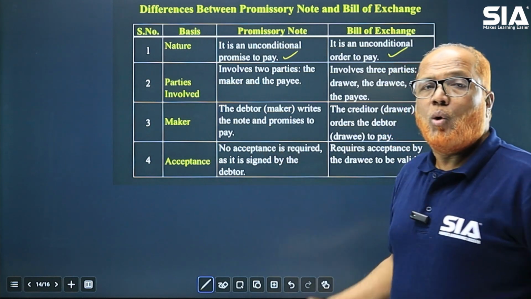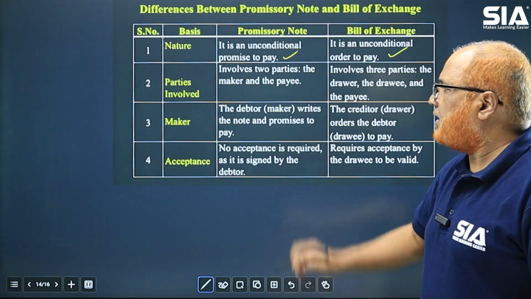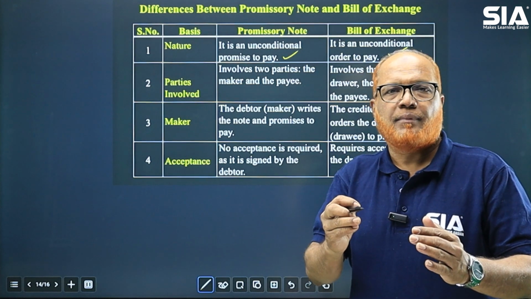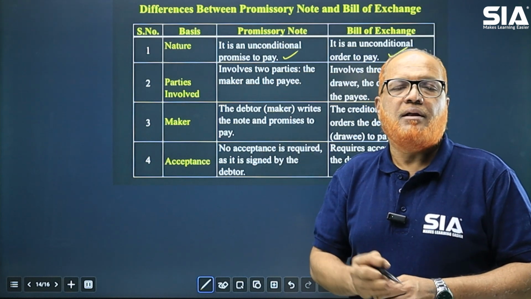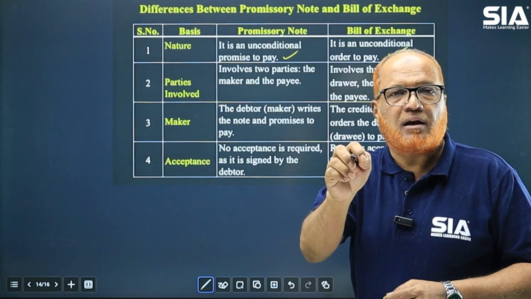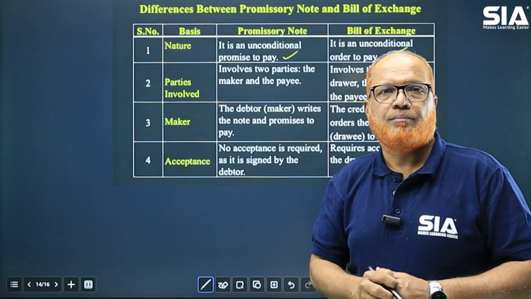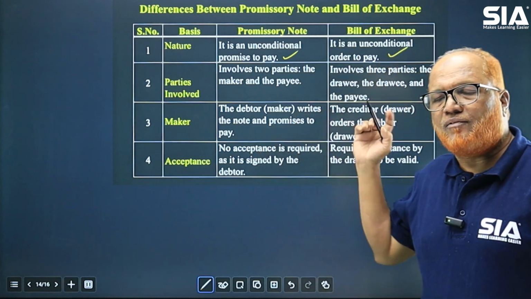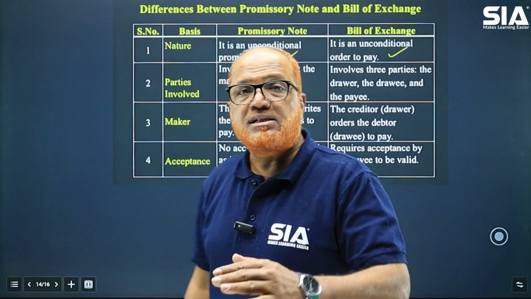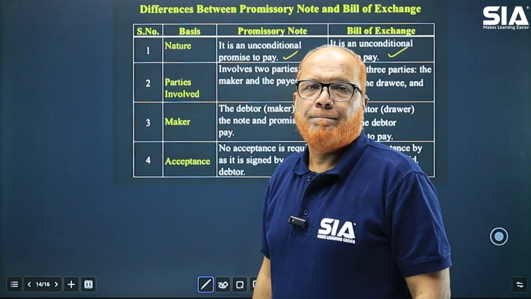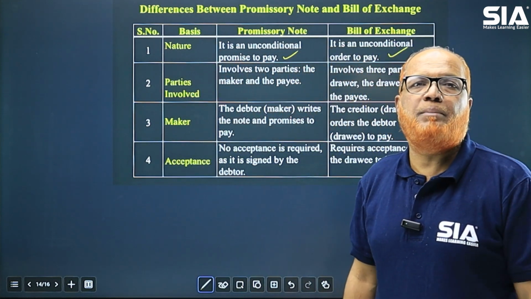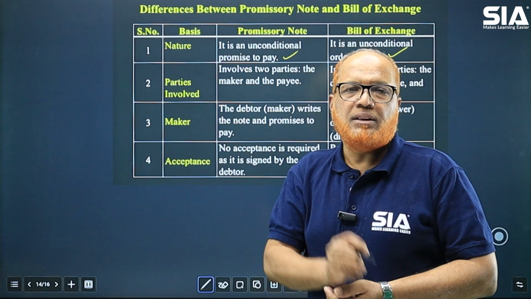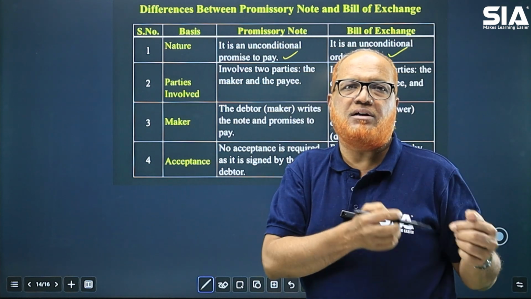Next, maker. Who will make the promissory note? Normally, the debtor will make it. For example, A is the seller and B is the buyer. The buyer, the debtor, will make the promissory note. So remember, who will make it? The buyer. Whereas in case of bills of exchange, the seller, the creditor, will make the bill and draw the bill on the debtor or buyer. The buyer will accept the bill and return the bill.